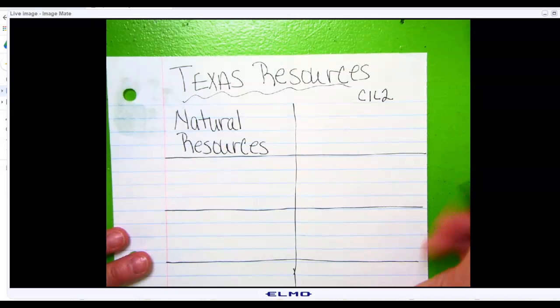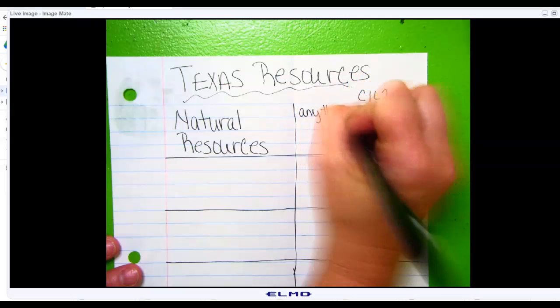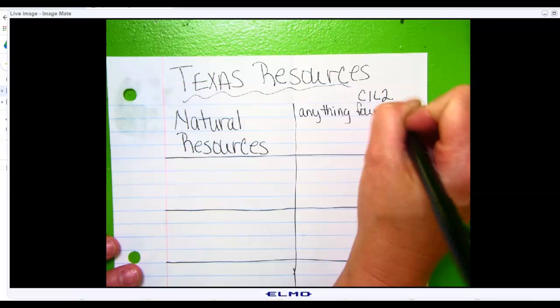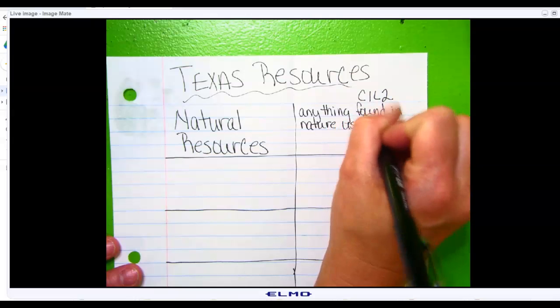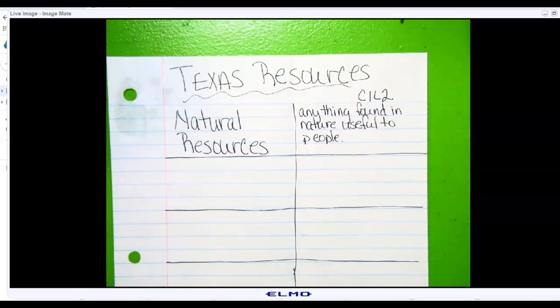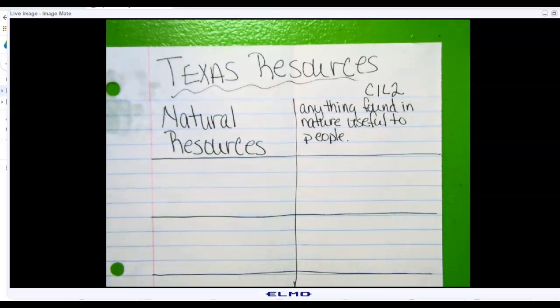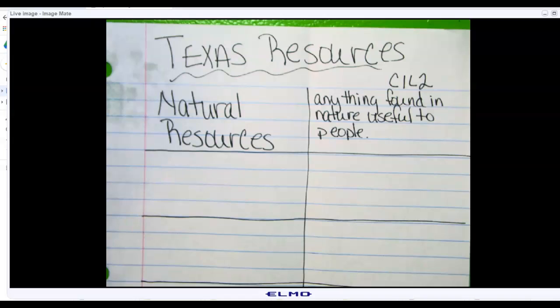Natural resources is anything found in nature that is useful to people. So it's anything found in nature useful to people. And honestly, that could be just about anything from wood to water to, I don't know, cotton, corn. There's so many things out in nature that are useful to us. I will give you a minute to write that.